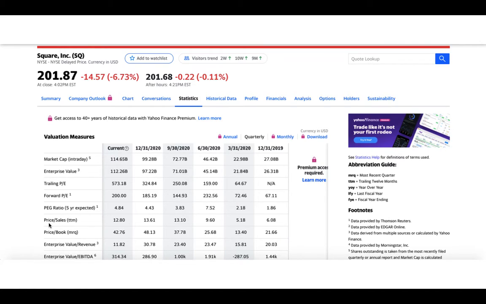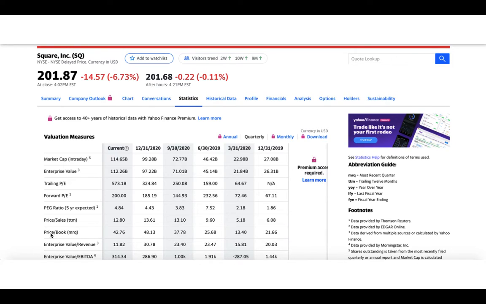Price to sales, that's the market cap of the company divided by the revenue of the company. And as you know, revenue is the amount of money that the company brings in. So lower is better for that as well.